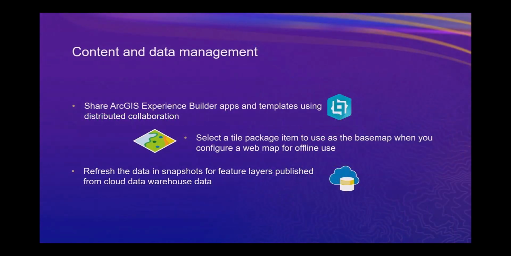So for those of you who are using distributed collaboration to share content between organizations, sharing ArcGIS Experience Builder apps and templates is now supported. If you configure web maps for offline use, you are now able to select a tile package item from your organization to use as the base map. So now you don't have to load the tile package to all the devices that will take the map offline. And if you create a snapshot when publishing a feature layer from Cloud Data Warehouse data, you can refresh the snapshot from the layer's item page.